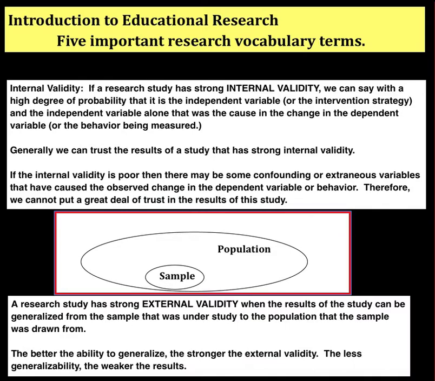So a research study has strong external validity when the results of the study can be generalized from the sample that was under study to the population that the sample was drawn from. So if a piece of research has strong external validity, in other words, the researchers have controlled for the threats to external validity, then we can, with confidence, generalize from the sample that the researchers studied to the population that the researchers drew the sample from.